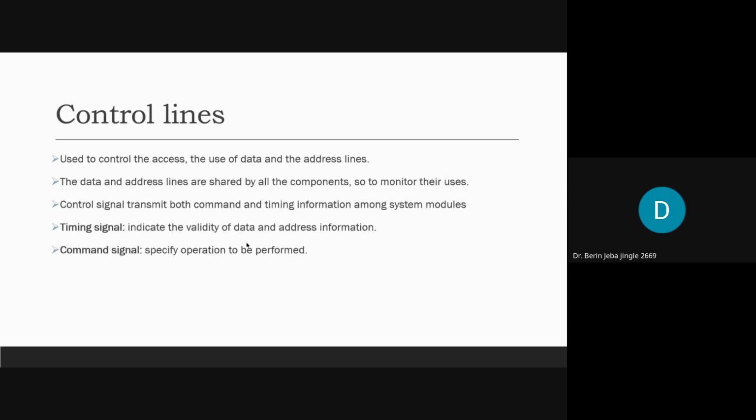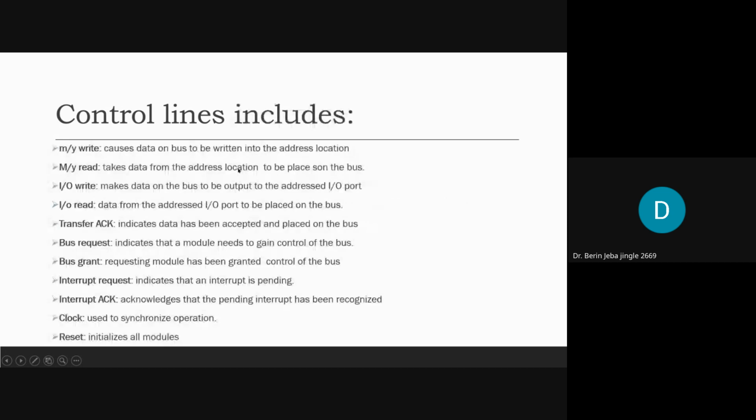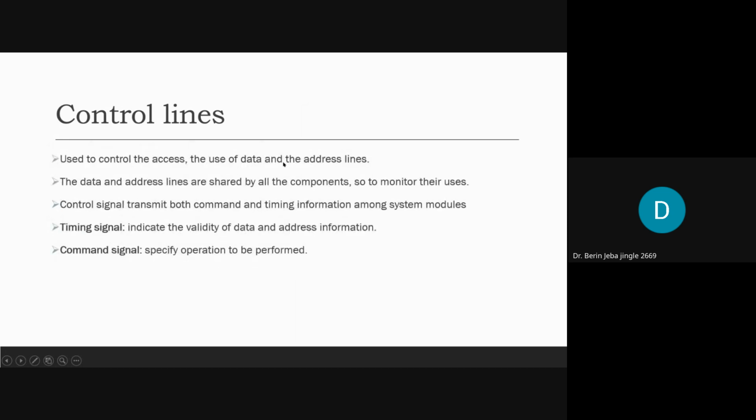The control line is a signal which controls the overall performance of the system. It is used to control the access and the use of data and address lines. The data and address lines are shared by all the components, so to monitor their use, the control lines are sent along with them.